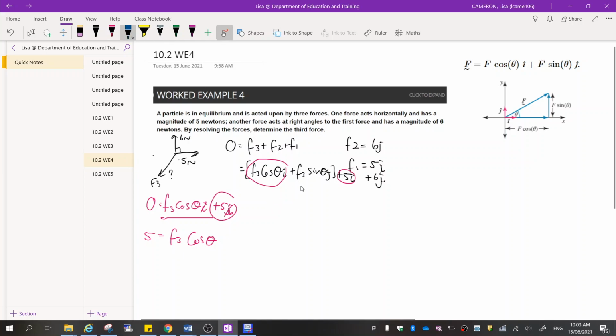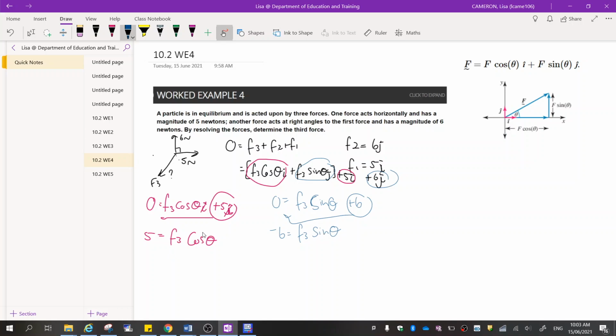Now we're going to come back to that because we're going to go over here and do our j component, and then we're going to be able to solve simultaneously. So in this section here, now I've got 0 equals F3 sine theta plus 6. Take the 6 to the other side. So now I've got negative 6 is equal to F3 sine theta. Now, you can see I've got two variables. Anytime you see two variables, you should be thinking that you're going to start solving things simultaneously.